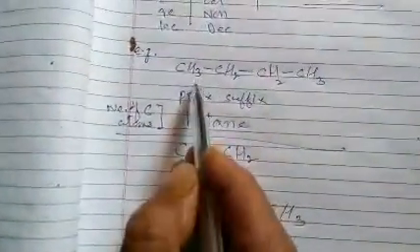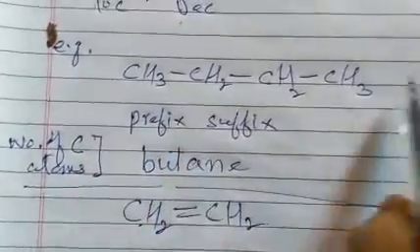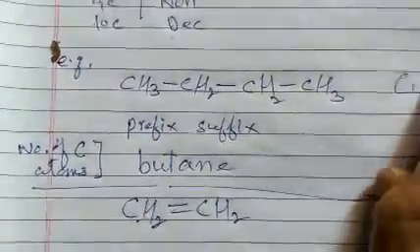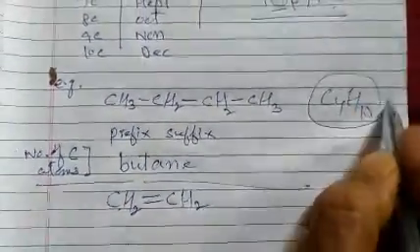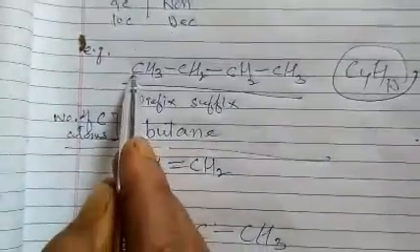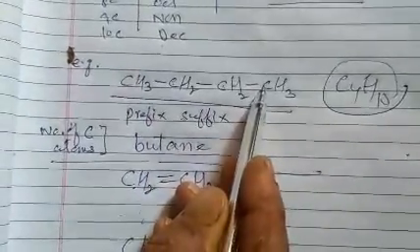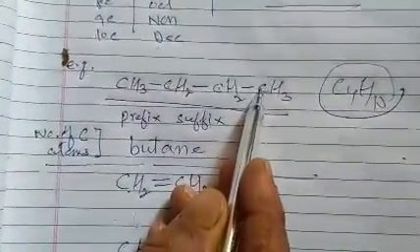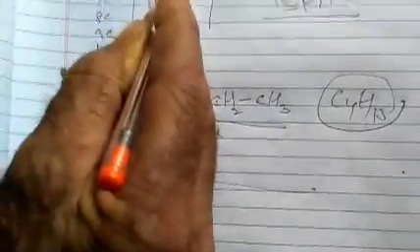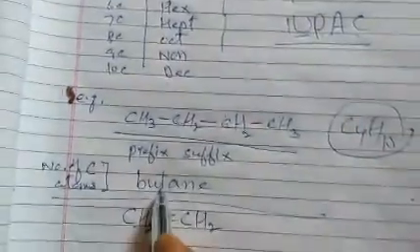Let's focus on these examples here. Here is a compound. It is C4H10. This is the molecular formula, and this is its structural formula. See, here our carbon atoms are 4: 1, 2, 3, 4. For 4 carbon atoms, we use the prefix but. We write here but.